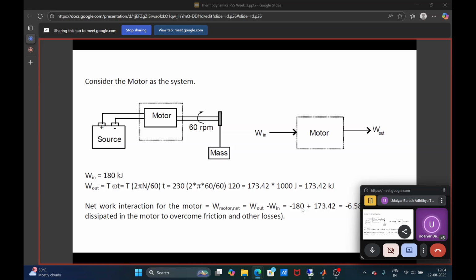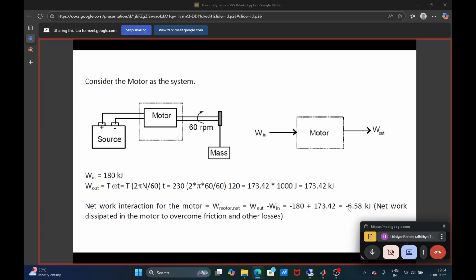So what is this difference? That is due to friction and other losses. You have reduced work, so that is the net work consumption. The net work consumption is minus 180, because work in is counted plus work delivered, which is 173.42, gives you minus 6.58 kilojoules. That is the net work consumed by the motor, to overcome your friction and other losses.